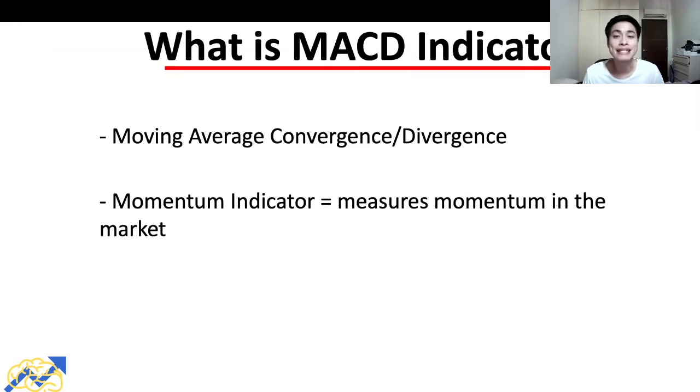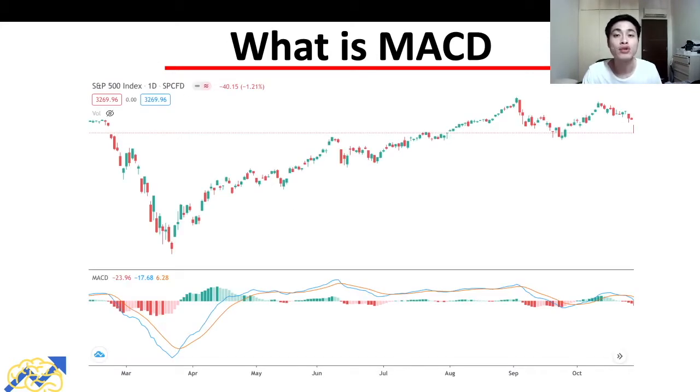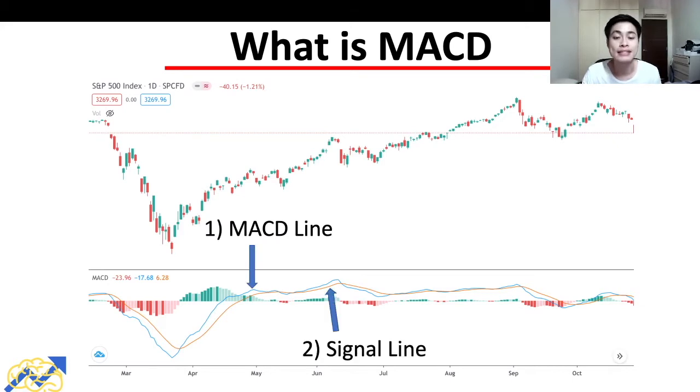What is the MACD indicator? MACD stands for Moving Average Convergence Divergence, and it is a momentum indicator which measures momentum in the market. There are three main things to look out for in the MACD indicator. The first is the MACD line, the second is the signal line, and the last one is the histogram. These are the three things that make up the MACD indicator.